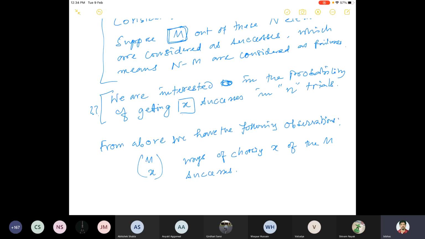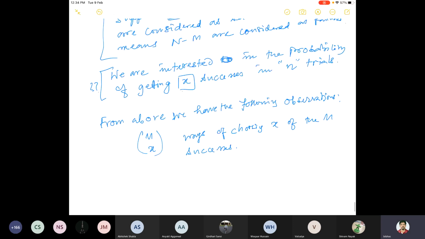So now, if I do it for n times, that I'll get X successes in n trials, that means n minus X are from the failures. And the number of failures is N minus M. So N minus M C n minus X is the number of ways of choosing n minus X of the N minus M failures.